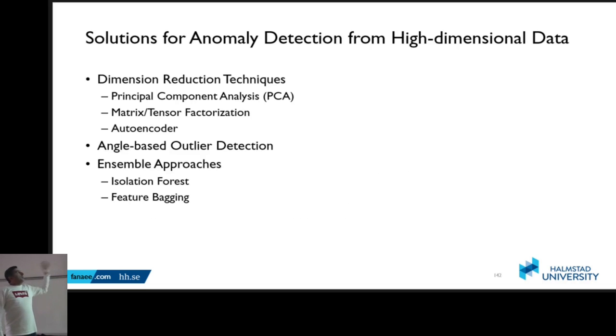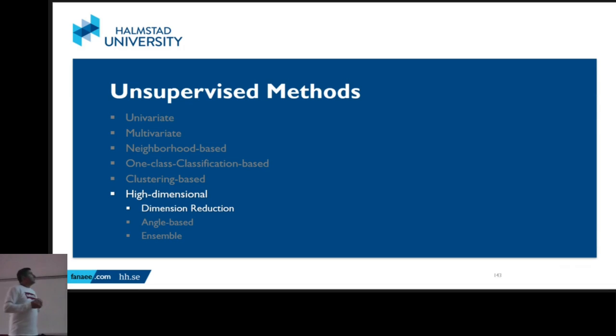So the solutions for anomaly detection from high dimensional data: here I present three groups of solutions. There are more solutions, of course, but we don't have time to present all of them. One group is dimensionality reduction techniques like PCA, matrix and tensor factorization, and autoencoders. Another group is angle-based methods, and then we have ensemble approaches, which are more recent, and it seems that they are becoming a trend in anomaly detection because of their high performance.